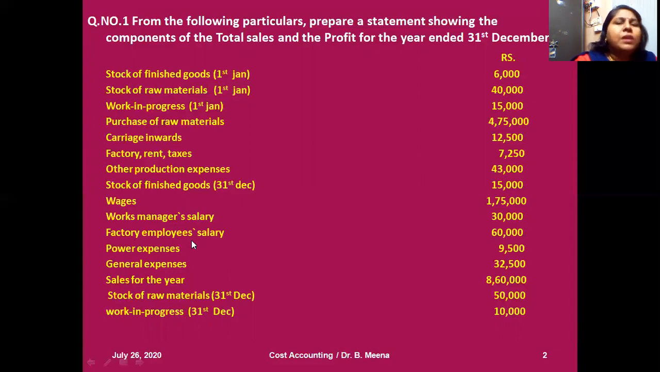So likewise, we will make a note by using our pencil as F in case it is coming under factory expenses. In case you find any expense coming under the office or administration department, make a note as A. Okay. And then general expenses, power expenses, from works manager salary to power expenses. Works manager salary will come under factory. Factory employee salary will come under factory. Power expenses will come under factory.